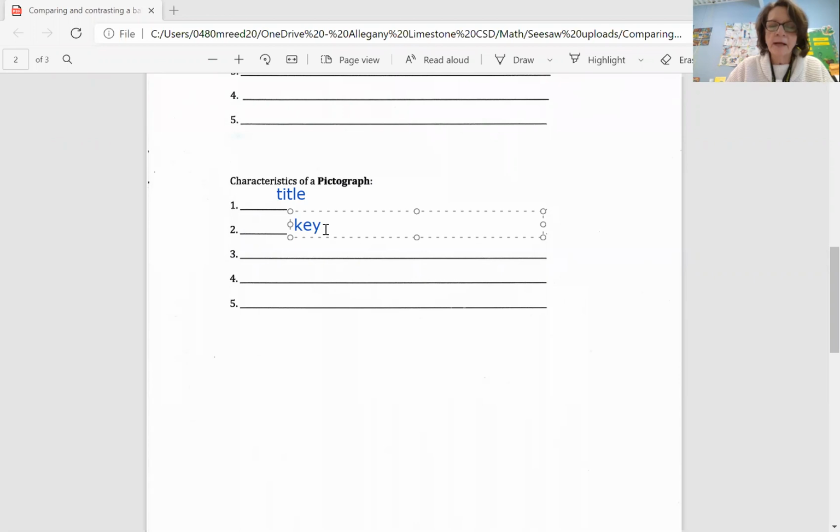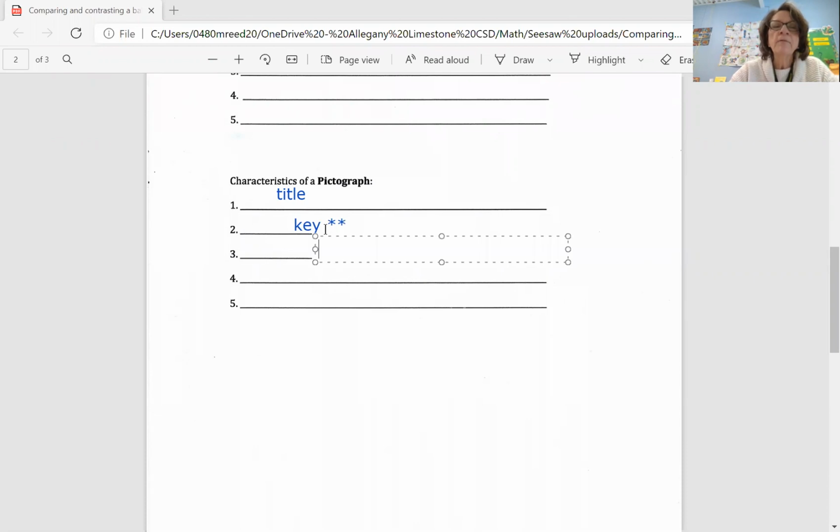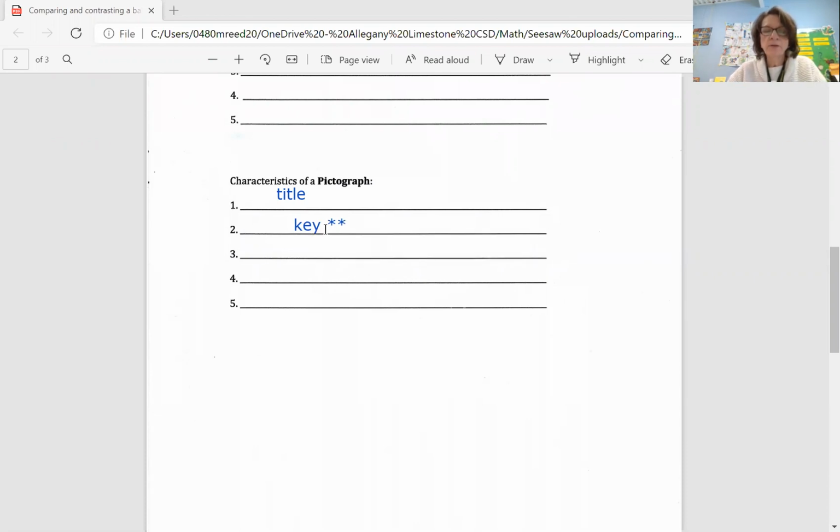And I'm going to put a couple asterisks after that because that's really the most important part of the pictograph, okay? That's what tells you what each symbol represents. And then our next thing, we don't have bars, but we do have pictures, or we can call them symbols. Okay, pictures are symbols that represent a certain number.